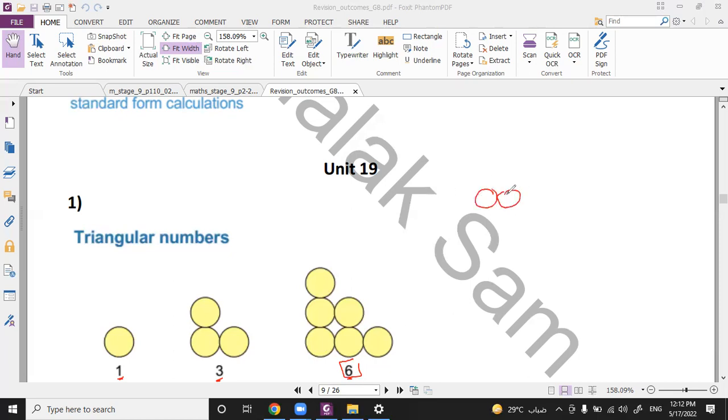If I have some circles: 1, 2, 3, 4 circles, and 3 up, 1, 2, 3, and 2, and then 1. So I have 4, 3, 7, 7 plus 2 is 9, and 10. So 10 is a triangular number. What is the next triangular number after 10? Raise your hand if you know. What is the next triangular number?